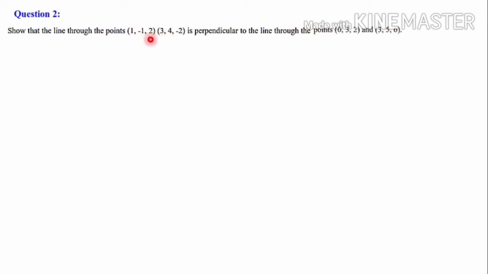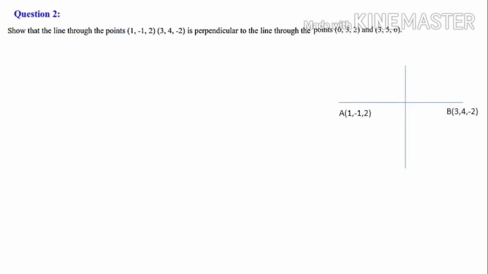Since the points are given to you, it is easy for us to calculate the direction ratios. For proving perpendicularity we have two conditions: first one is a1 a2 plus b1 b2 plus c1 c2 is equal to 0. Another one is L1 L2 plus M1 M2 plus N1 N2 is equal to 0. In these two also we can use, but the easy one is direction ratios calculation, since the points are given to you directly. So let's take a rough sketch.